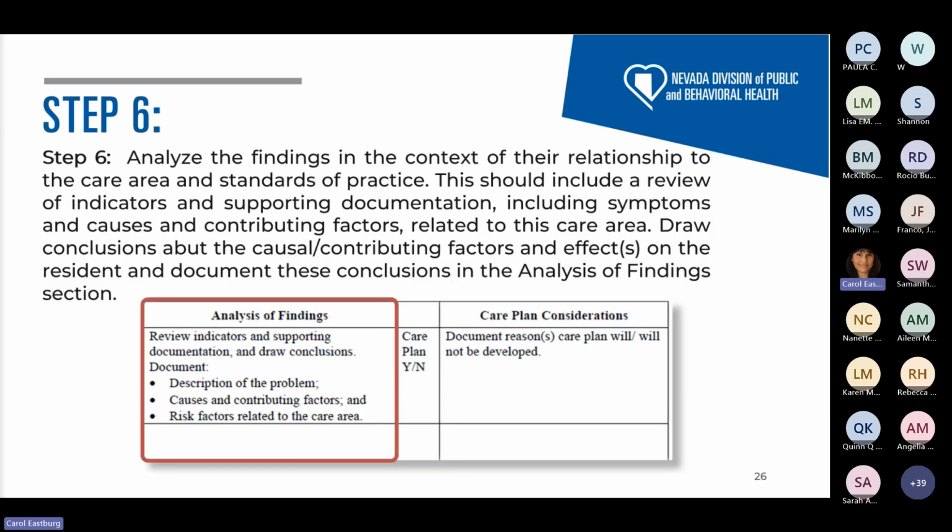Once you've completed steps 1 through 5, it's time to analyze your findings and document if a care plan is needed or not. As step 6 instructions state, this should include a review of all indicators and supporting documentation, including symptoms, causes, and contributing factors related to this particular care area. Document the team's description of the problem, causes and contributing factors, and risk factors related to the care area in the section titled Analysis of Findings on the left side. This process will be carried out for each care area triggered.